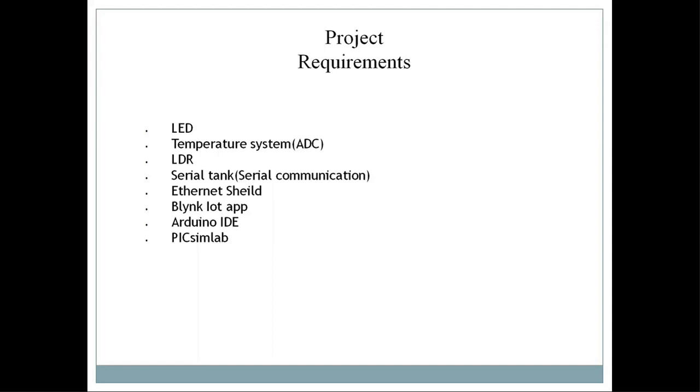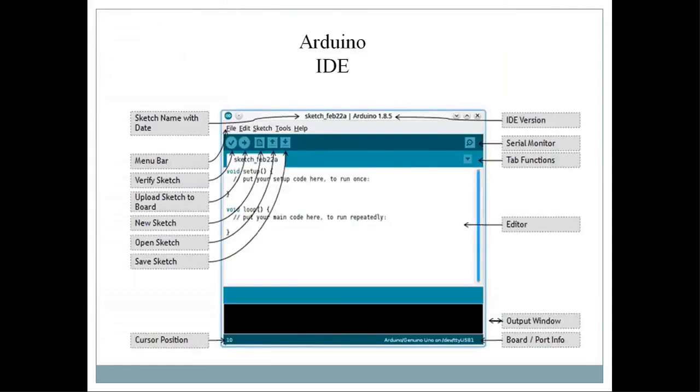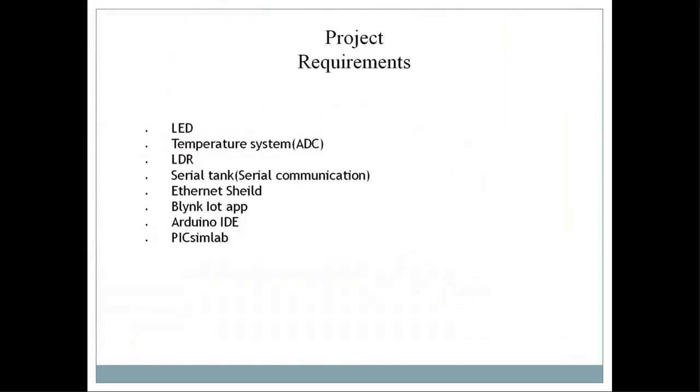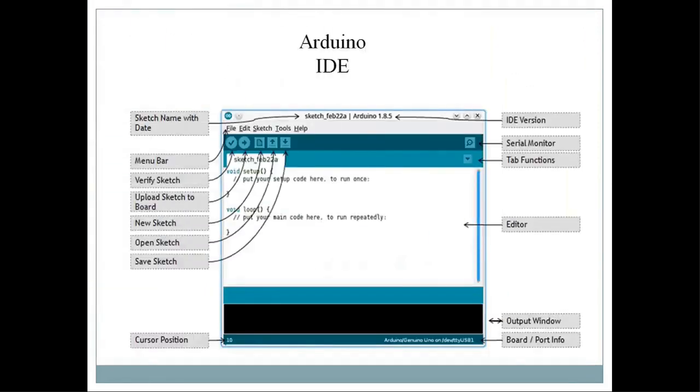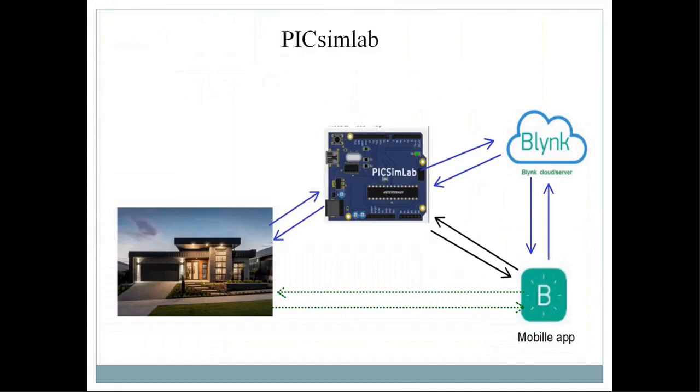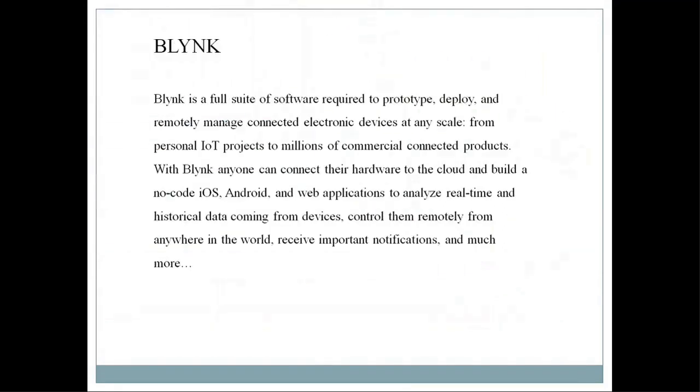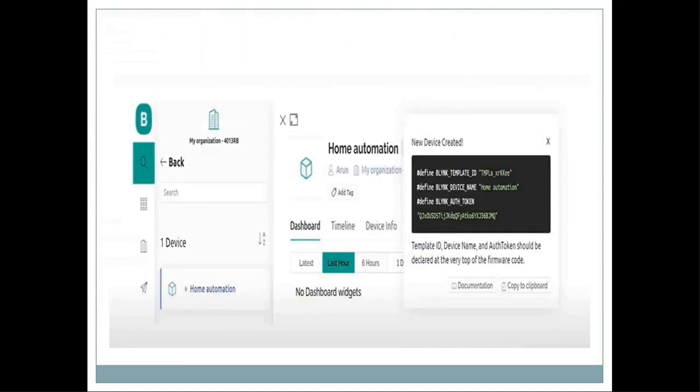So basically, first of all, what is LED? I will explain what exactly an LED is, but right now I'm just saying which tools I'm using here. First, I'm using Arduino IDE for programming, and afterwards Pixim Lab for integrating different devices, and the Blink IoT app, which controls our whole program through wireless technology, like from our mobile also. So we can remotely manage our connected electronic devices at any scale, from a personal IoT project to millions of commercial connected products, right? I will show you how exactly it looks.